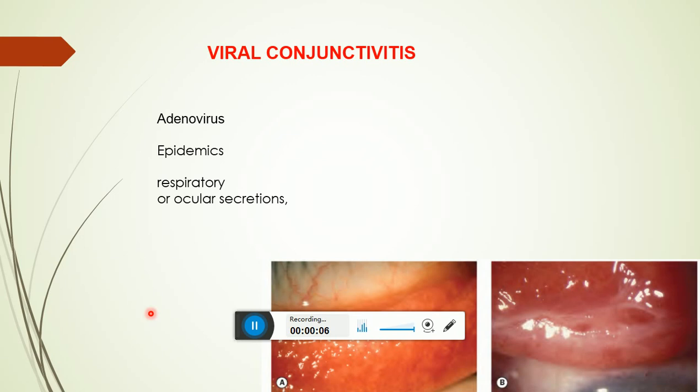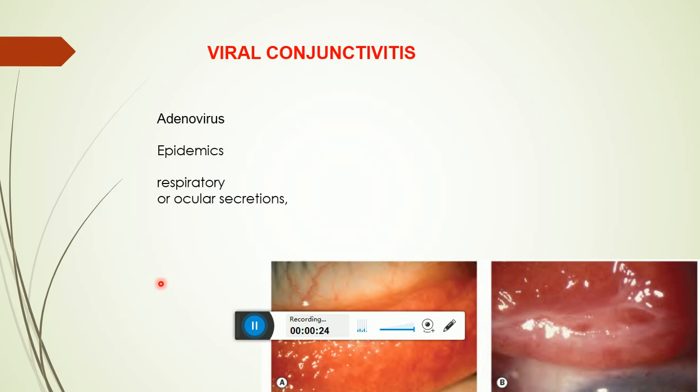Viral conjunctivitis is a very common ocular infection. The most common cause is adenovirus. Adenovirus is a non-enveloped double-stranded DNA virus. It is the most common, almost 90% of viral conjunctivitis is caused by adenovirus.